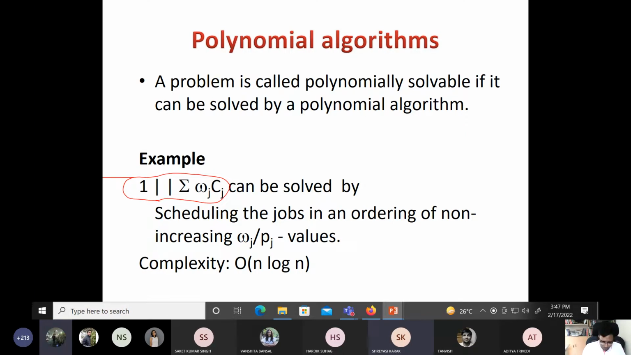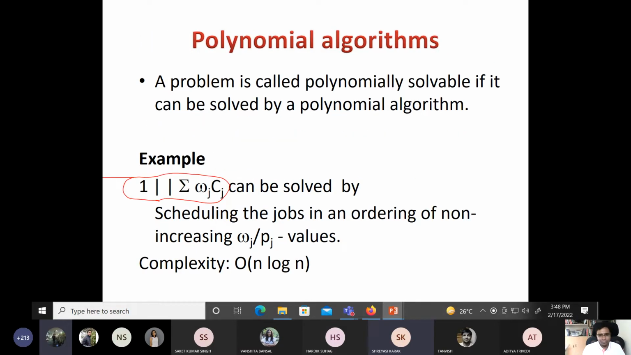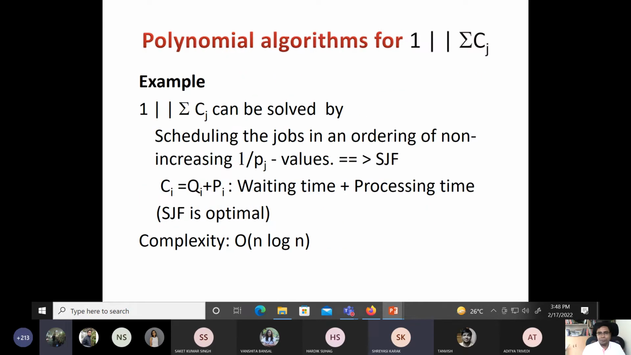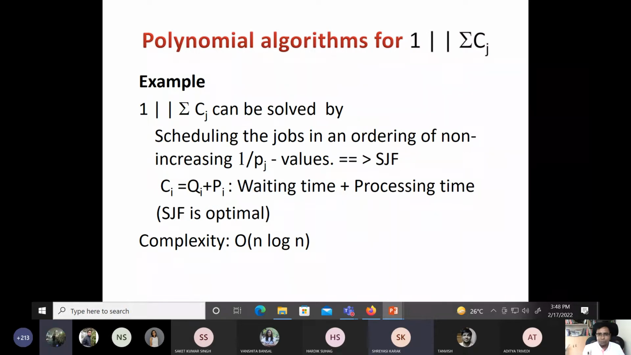So this is an example. Suppose Wj is equal to 1. In this problem, what are we optimizing? One processor, and we are optimizing the summation of Cj. Preemption is not allowed unless it is written, and we schedule the jobs in an ordering of non-decreasing 1 by Pj value. What does 1 by Pj imply? Earlier it was Wj by Pj, and in this case 1 by Pj. Pj is processing time.